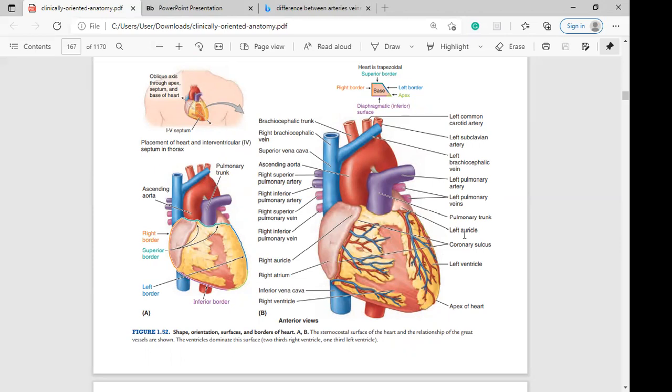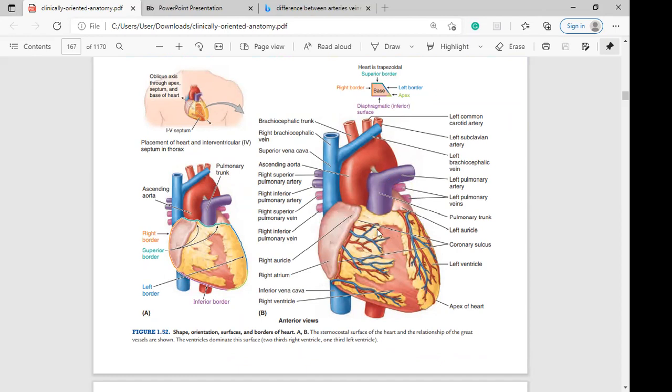Here they wrote left auricle here. This is where the left atrium is. So the left atrium forms majorly the base of the heart, with a little contribution from the right atrium. So the base of the heart is the posterior aspect of the heart, made up mainly of the left atrium, with a little contribution from the right atrium.